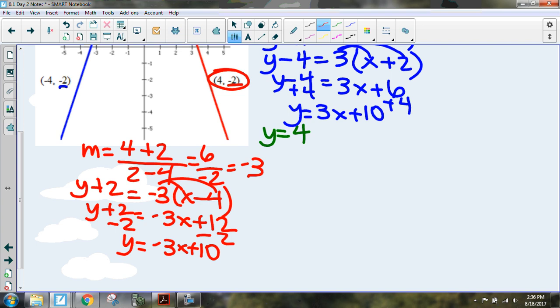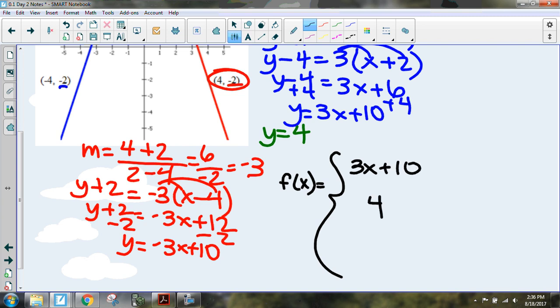We're going to put them all together and come up with our function, with where we want it to be evaluated. So we have f of x, and we're putting it into piecewise. So blue, green, red. We have 3x plus 10, 4, and negative 3x plus 10.